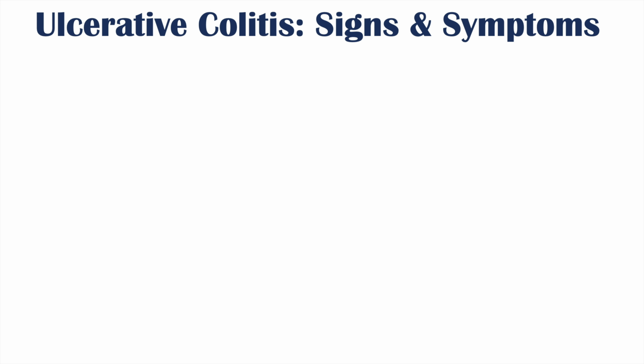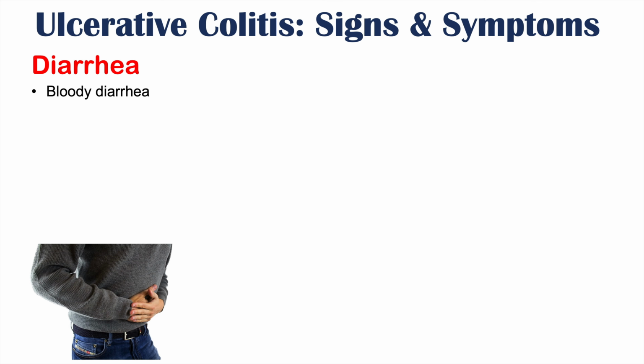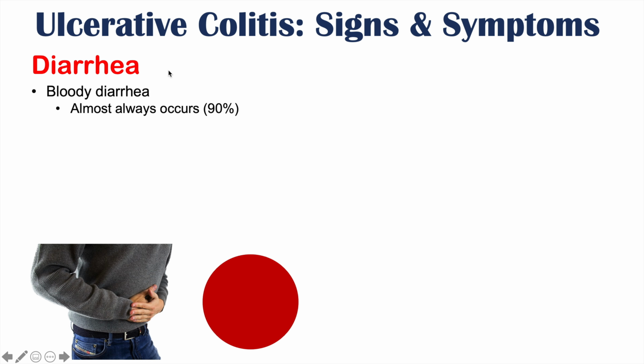Now let's talk about the signs and symptoms of ulcerative colitis. The first one is going to be diarrhea, and it's going to be a bloody diarrhea. Bloody diarrhea is going to be very, very common with ulcerative colitis. It's going to almost always occur. Roughly 90% or more of patients who have ulcerative colitis will have bloody diarrhea. Bloody diarrhea is less common in Crohn's disease, which is more likely going to have a watery diarrhea.